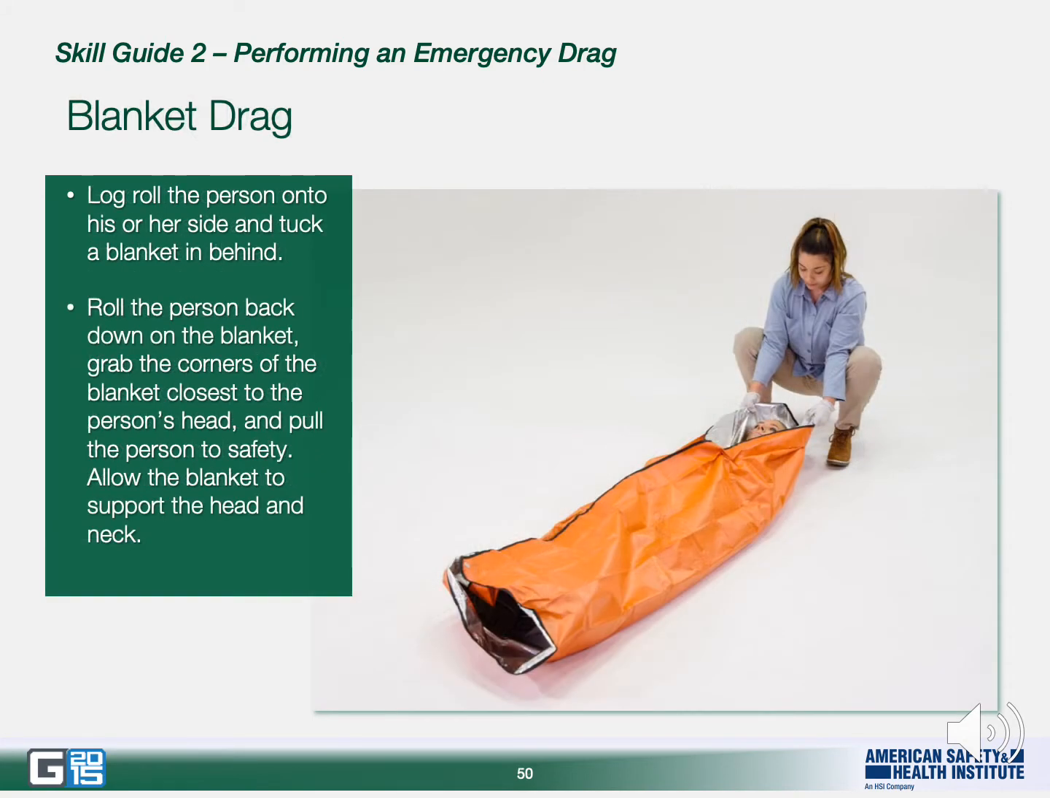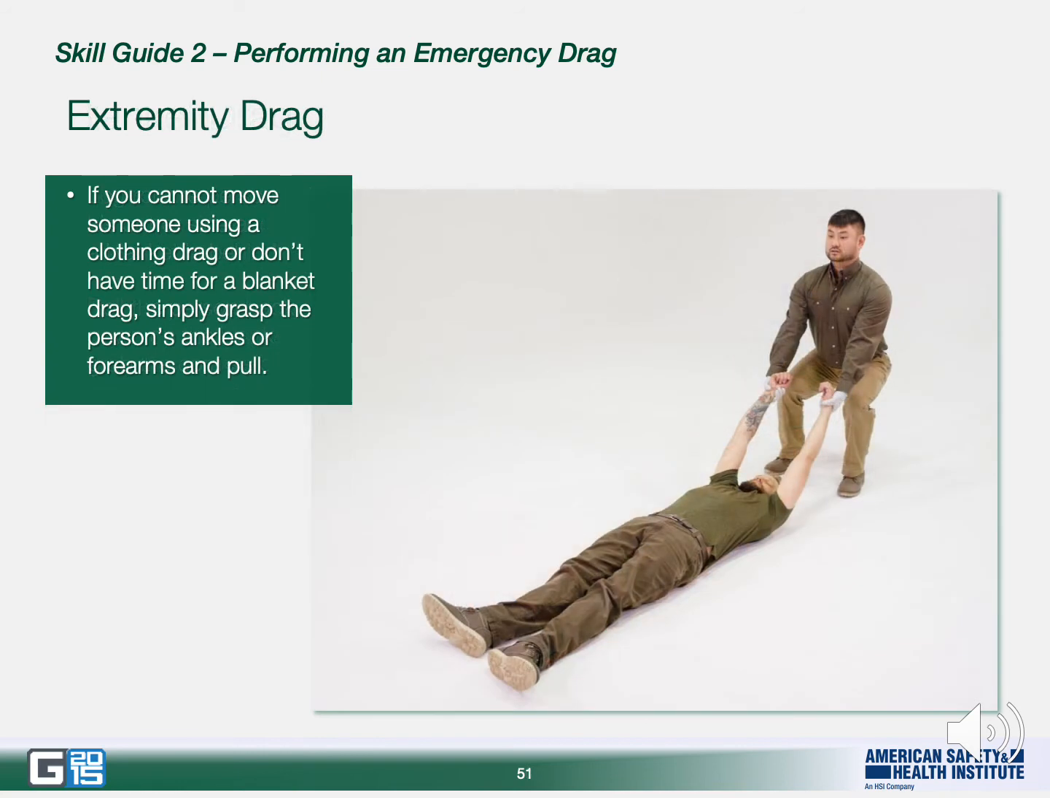The blanket drag is probably going to be the easiest if you have a blanket or a tarp available. You log roll the person onto it, and then you can drag the tarp. It's still going to be tough, but it'll slide over the ground easier. His belt and pants and things won't snag on the debris. The extremity drag, you can do a drag by pulling the arms as shown in the picture.